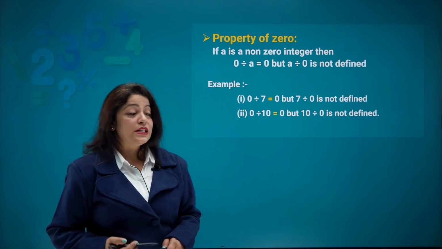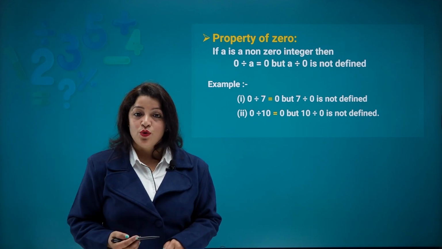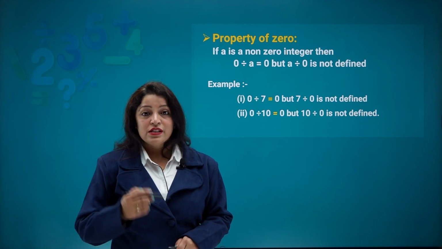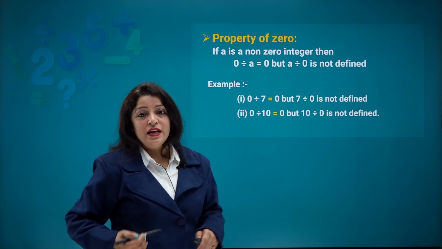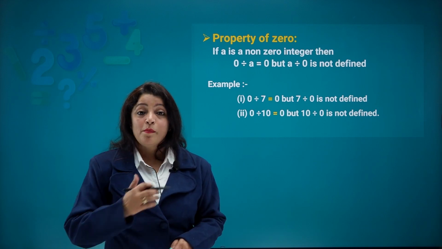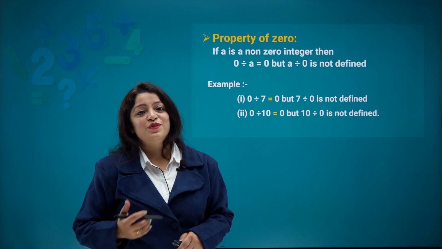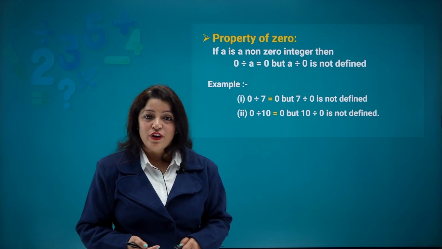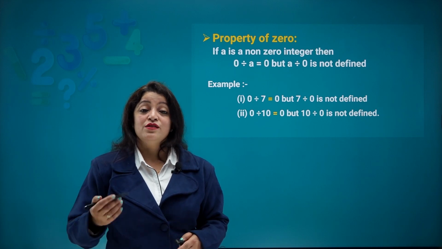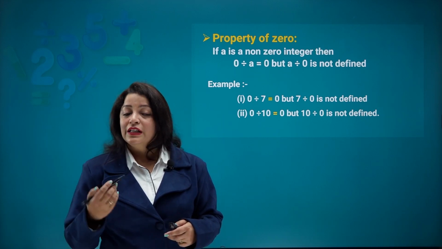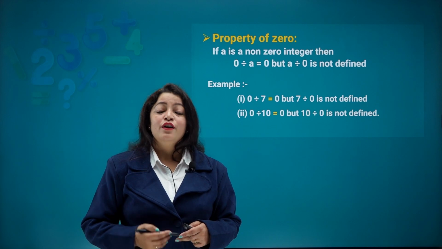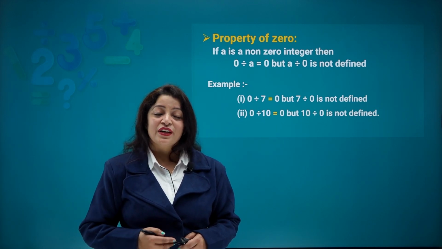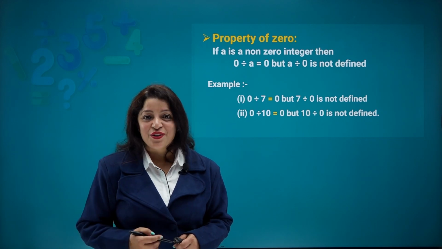So here we can see 0 divided by 7 is 0, but 7 divided by 0 is not defined, not possible. Similarly, 0 divided by 10, you will get the result as 0, but 10 divided by 0 is not defined. So I hope the property of 0, the property of 1, and the different properties for integers, that is the closure property, commutative property, associative and distributive property for integers under their addition, subtraction, multiplication, I hope all these properties are clear to you all.